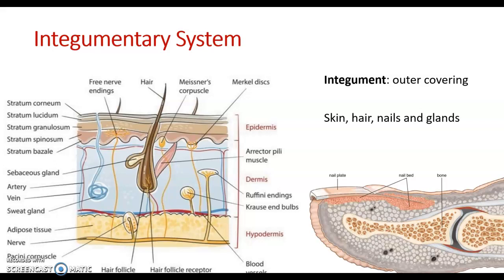The word integument means outer covering. So that's going to include obviously our skin, but all of the other things that are embedded in the skin, hair, nails, and glands.